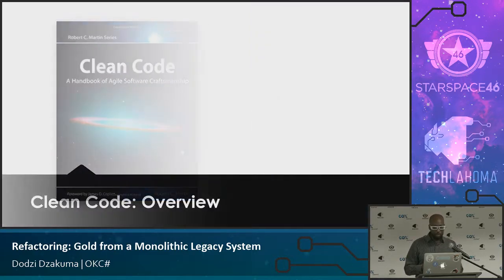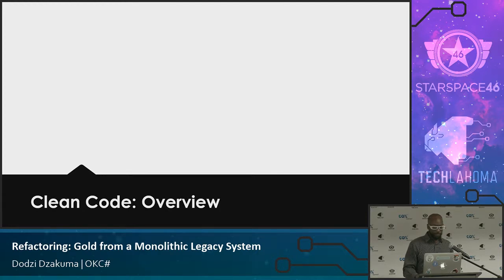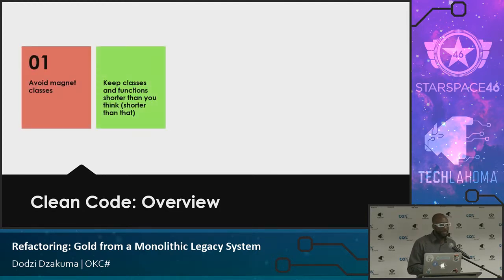However, to give you an overview of what it is, first and foremost, you want to make sure that you're avoiding magnet classes. If you have a class that is the toss-everything-into class, then that's a sign that you're going someplace that you don't want to be going. Maybe you have a common library. Everyone has a common library. Like, it's just common, let's toss it in. You have to use a lot of discretion when using those common library classes. You also want to keep classes and functions shorter than you think. So if you think your function is short, your class is short, it should be much shorter than that.